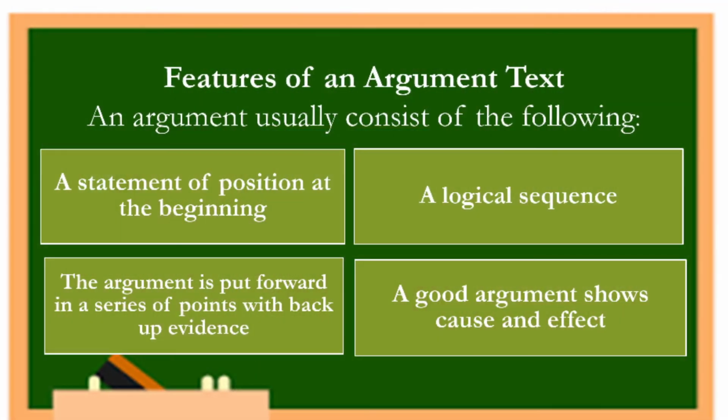Now, how do we write an argument? Here are the steps. An argument usually consists of the following. First, a statement of position at the beginning, a logical sequence. The argument is put forward in a series of points with back-up evidence, and a good argument shows cause and effects. What language features can we use to make or to construct an argument?